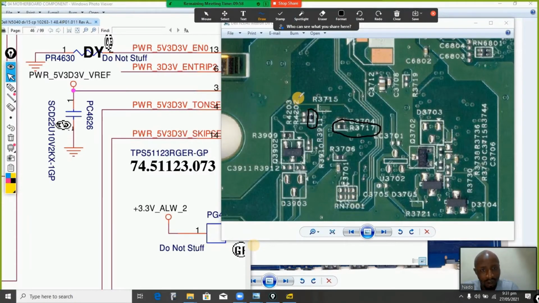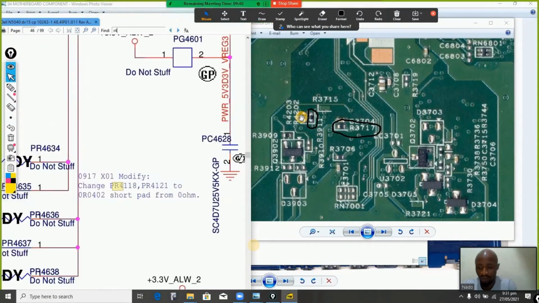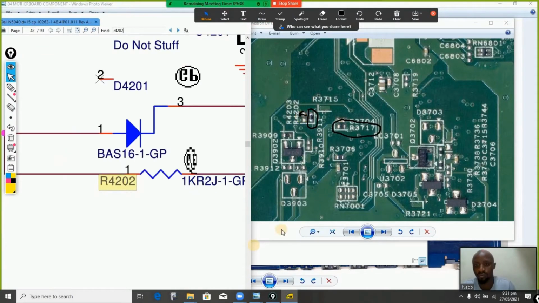This is another resistor here again, and this is labeled R4202. This is it here. You can see these resistors look alike. Now we'll type these two resistors on our schematic and check if their values are the same. This is R4202. Let's check what value we have.